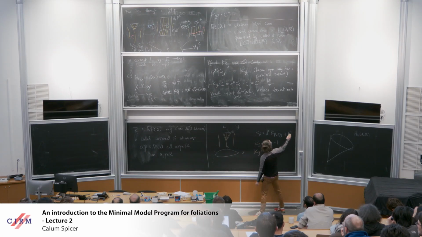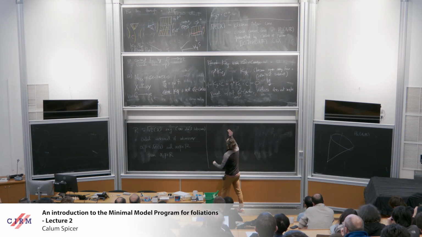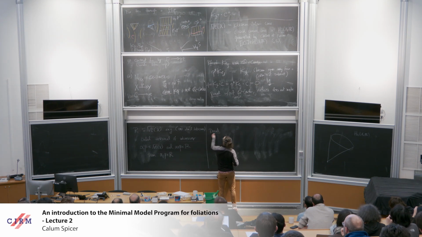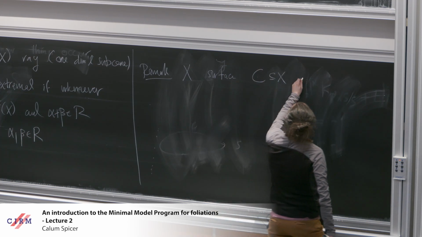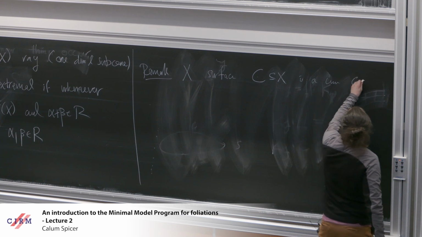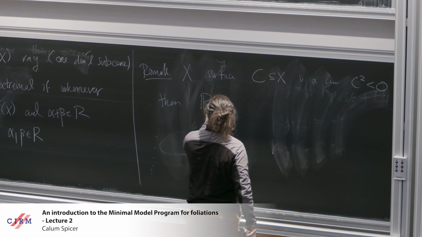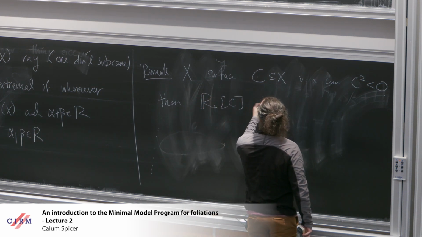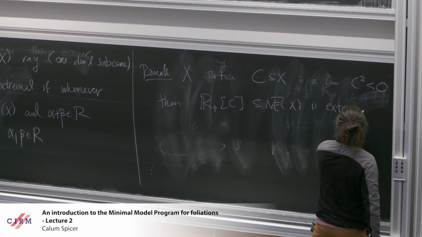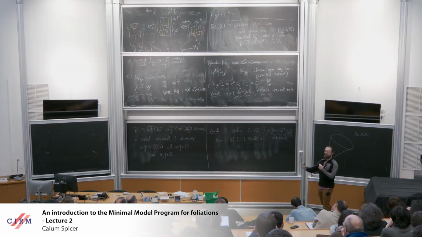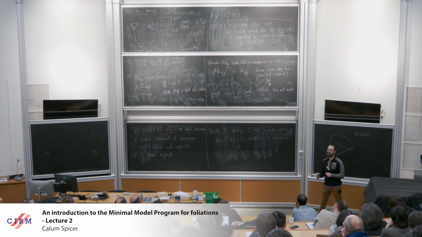So again, these are the objects we want to be working with. To make it more down to earth, I just want to remark that if X is a surface and C inside X is a curve such that C squared is negative, then the ray spanned by C is extremal. So I just want to emphasize that this, I guess, more abstract definition coming from convex geometry really does generalize the more down-to-earth notion of a curve in the surface with negative self-intersection.